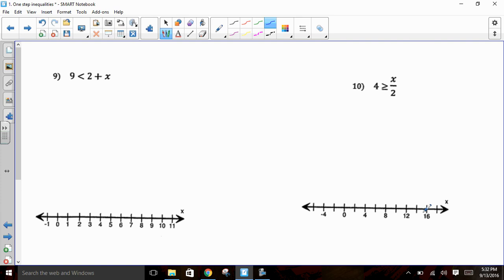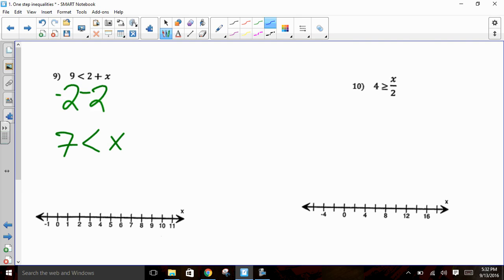All right, number 9. Now, I see 2 plus x. I still want to get x by itself. Ask yourself, is that 2 positive or negative? It's positive, right? So how do I undo positive 2? Yeah, you've got to subtract. So what I do to one side, I do to the other. So 9 minus 2 is 7. 7 is less than x.